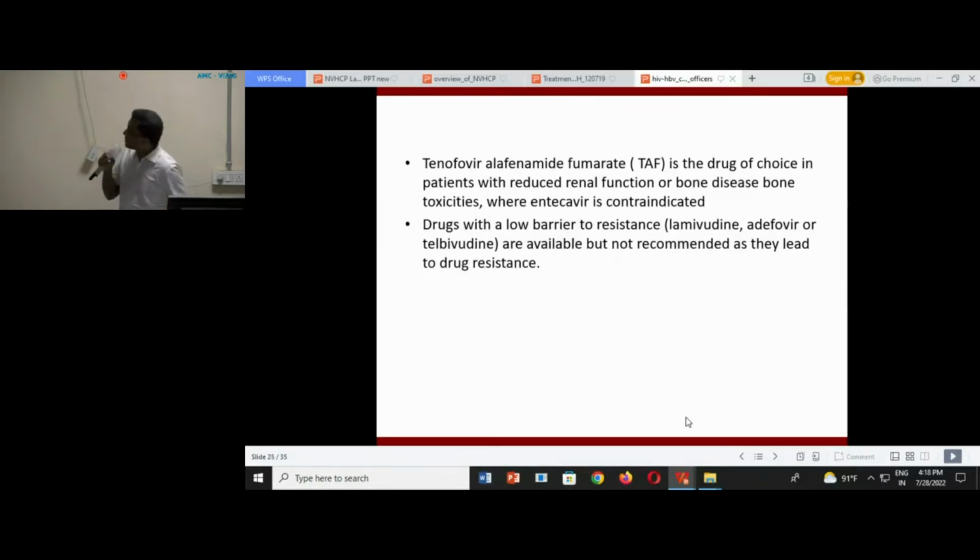And the other drug is tenofovir alafenamide. This can also be given where entecavir is contraindicated and the patient has a bad renal profile and bone disease. There, this drug is useful. And as I was telling, other drugs which have a very low barrier to resistance like lamivudine, adefovir or telbivudine are not available and we don't recommend them as they lead to drug resistance.